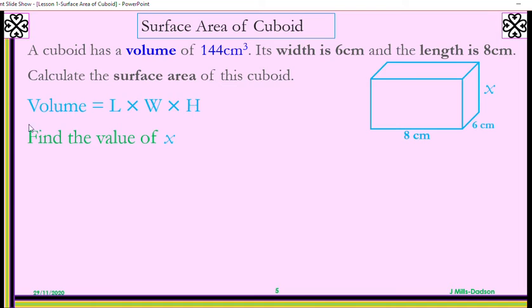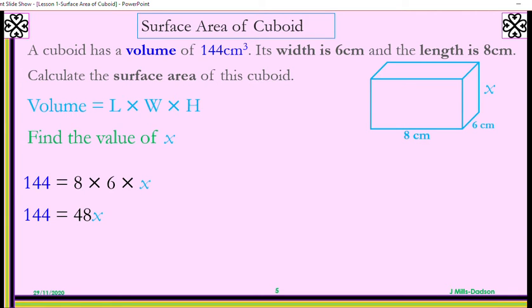Volume is length times the width times the height. So we start with the volume first. 144 is equal to length times width times height. So my length is 8, as you can see. Width is 6, and x is still x. So I form a simple equation, and I'm going to solve for x.